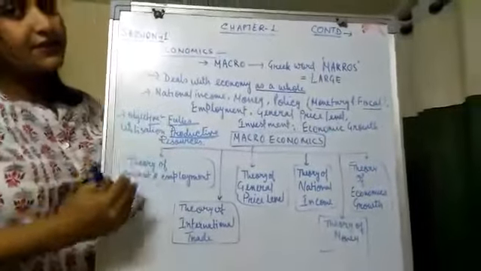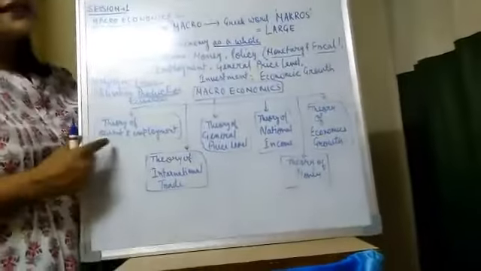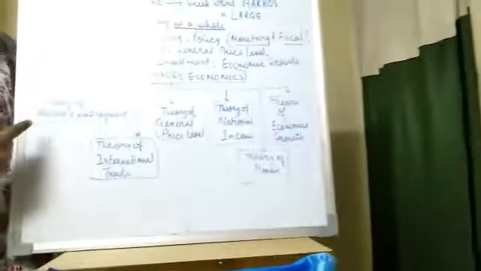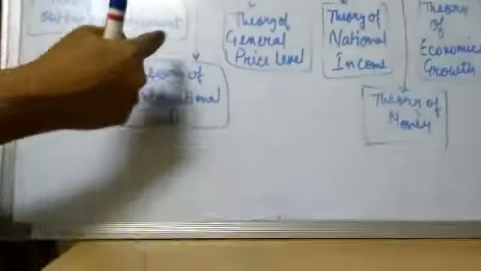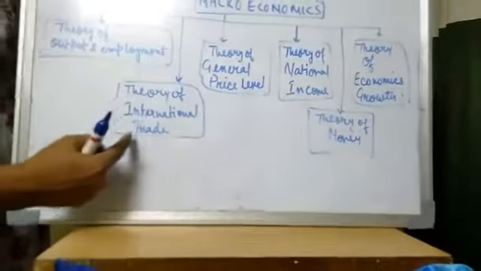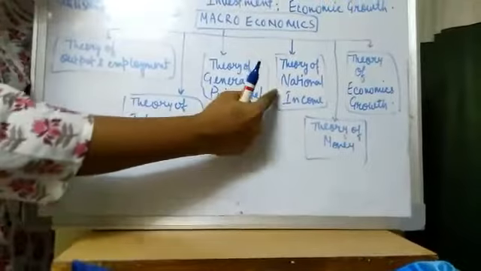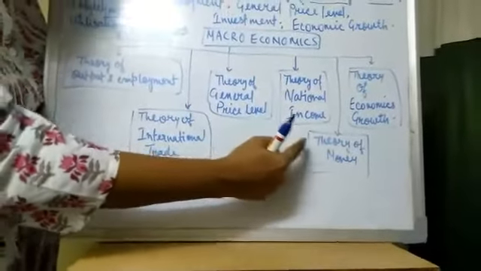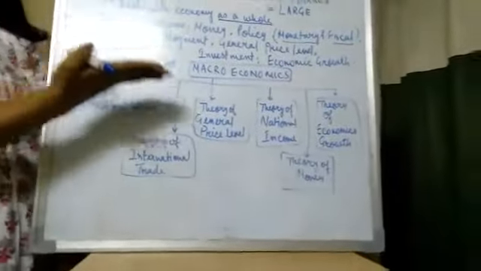Now, what are the subject matters of macroeconomics? This is a little different from microeconomics. In microeconomics we deal with the individual, but in macroeconomics we deal with things in general. So here we deal with theory of output and employment, theory of international trade, theory of general price level, theory of national income, theory of money, and theory of economic growth. These are the subject matters of macroeconomics.